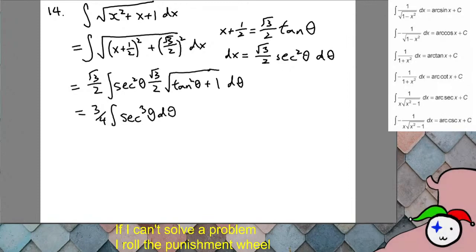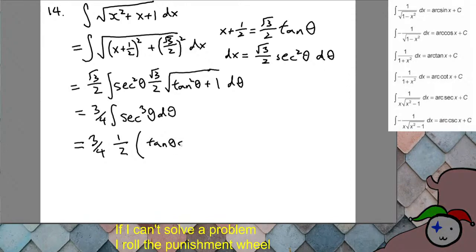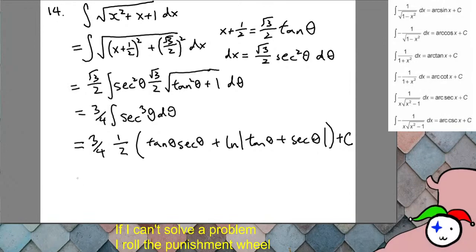Apparently there's also a way to solve it by parts. And, I remember, I totally didn't look it up, that this equals half of tan theta secant theta plus the natural log of tan theta plus secant theta. Yeah, I totally remember that off my heart. Wow, how good am I?